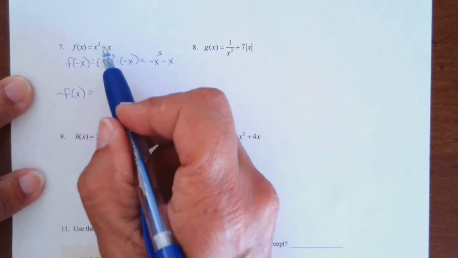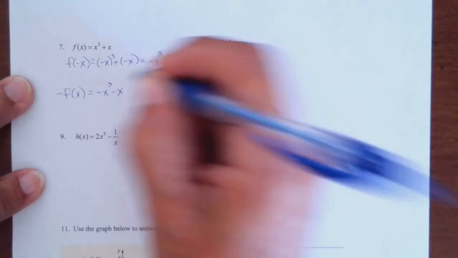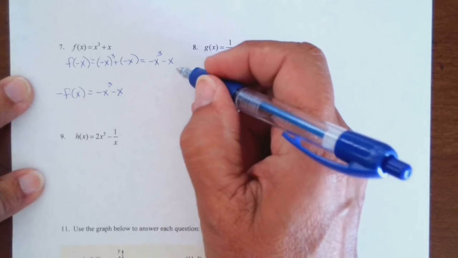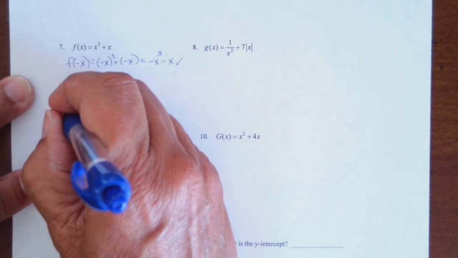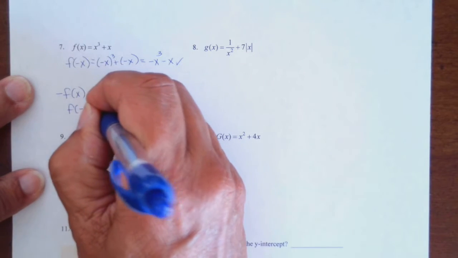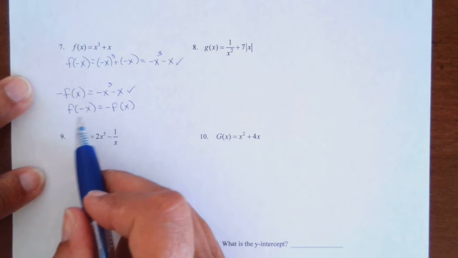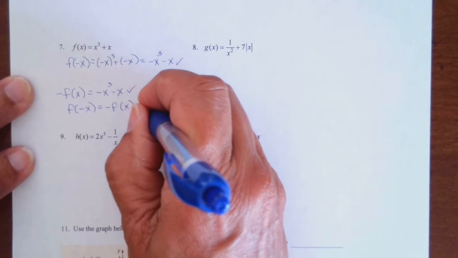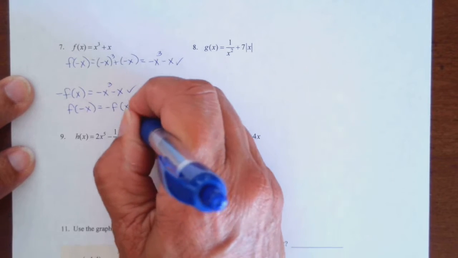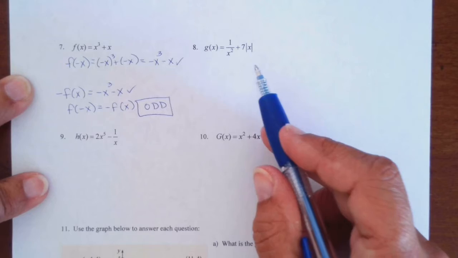Negative f of x says take the opposite of every term you see, which would be that. So notice that this equals that. So that's what it takes to be odd. Okay? That's what it said on those other pages. If you can show that f of negative x equals negative f of x, then you have an odd function. So that's your proof that you know it's odd. All right, let's look over here.